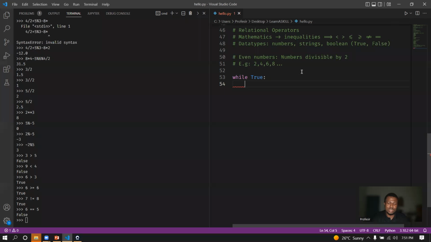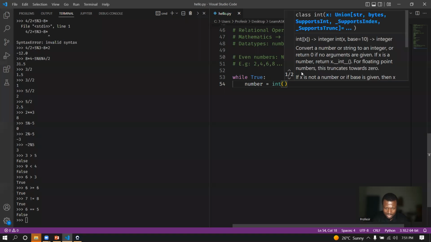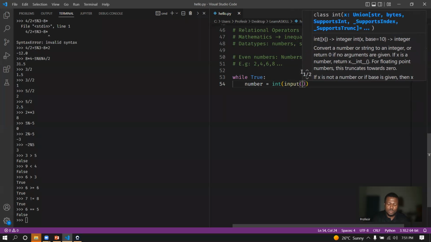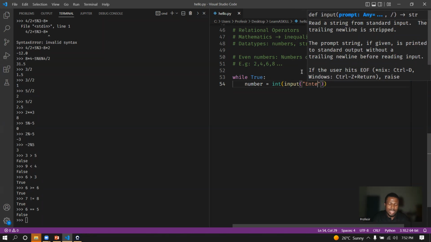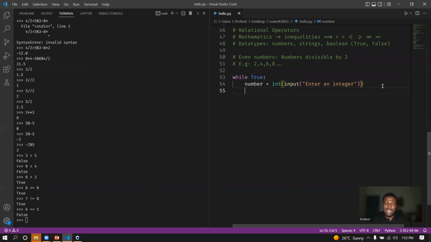Then I'll ask the person to enter a number. So I'm going to save that number and I want it to be an integer. Again, what I'm doing here, don't worry, you will understand it tomorrow. Then I'll call input. Input is a function that we use to take something from the user. So if you want the user to type something, you use input, then you pass it a message to the user. So: enter an integer, right? Is that okay? So the user is going to enter an integer.